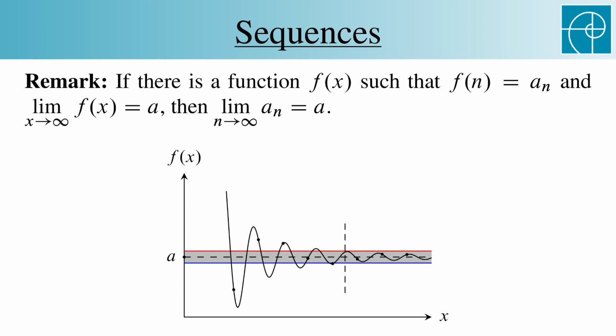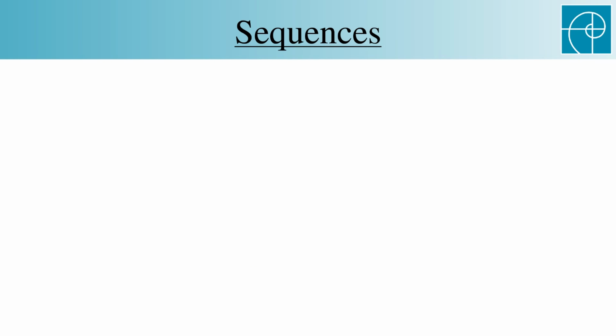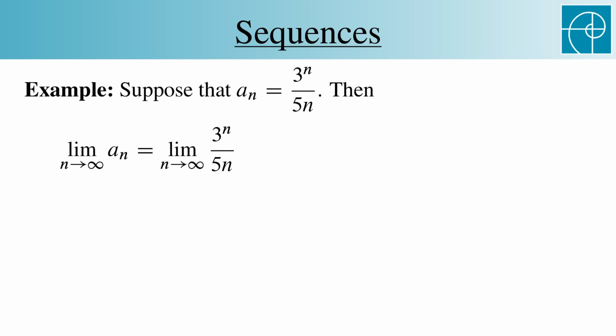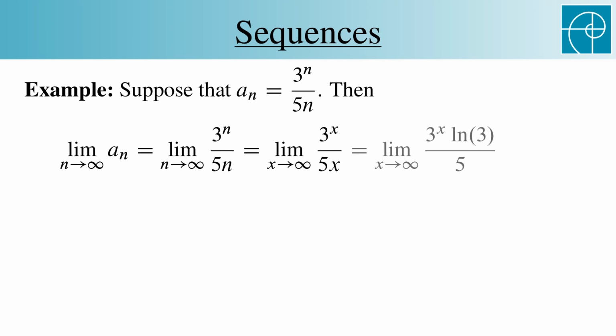To see the benefit of this, let's look at one more example. Suppose that a sub n equals 3 to the n over 5n. Then the limit of the sequence is the limit of this function as x goes to infinity. To evaluate this limit, we can apply L'Hopital's rule, which turns the expression into 3 to the x times natural log of 3 over 5, whose limit is infinity.